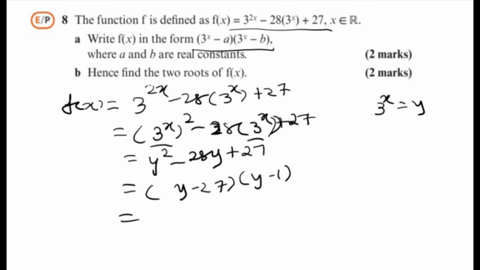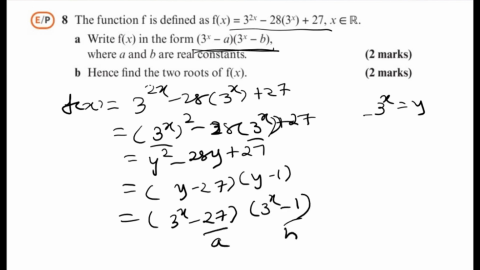Now I can resubstitute this value here. So 3^x minus 27 and 3^x minus 1. So this I got in this form. So this is my a and this is my b, which are the real constants. Now part B.